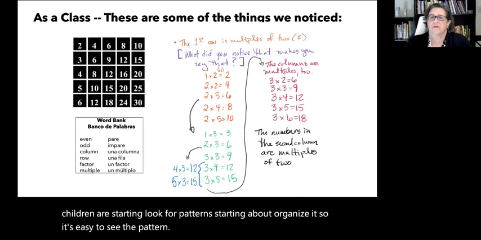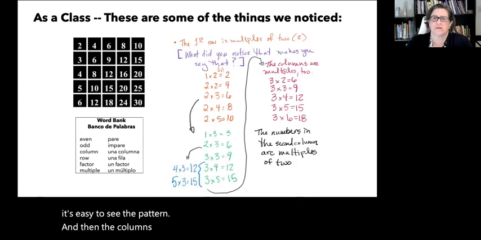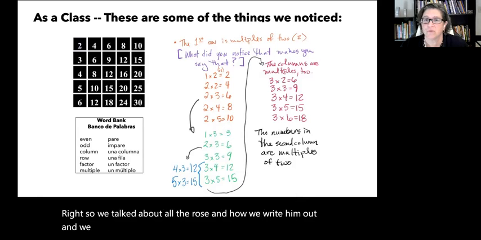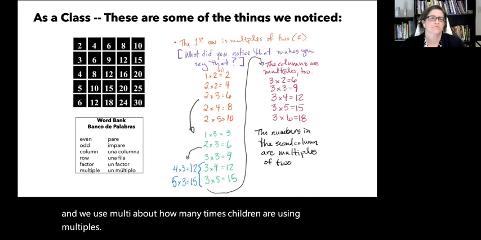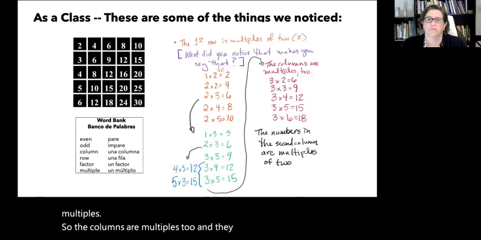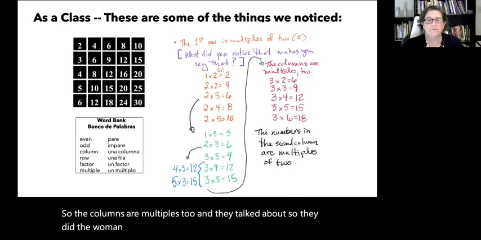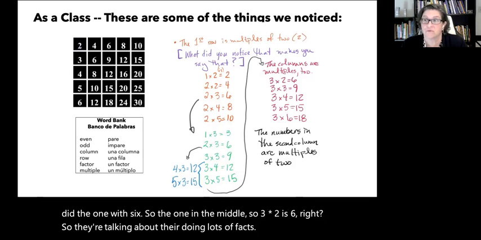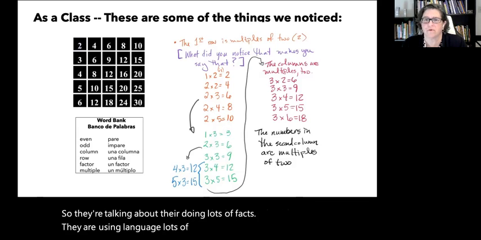And then the columns are multiples too, somebody noticed. Right? So we talked about all the rows and how we'd write them out. And think about how many times children are using multiples. So the columns are multiples too. And they talked about, so they did the one with 6. So the one in the middle. So 3 times 2 is 6, right? So they're doing lots of facts. They are using language lots of times, multiples over and over and over again.